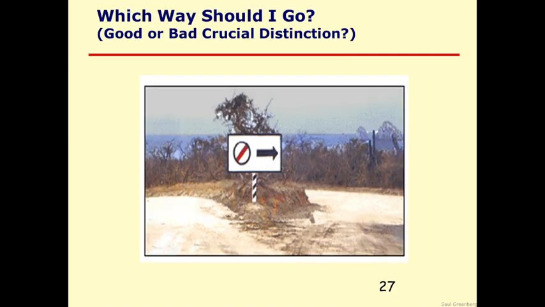So which way should I go? Good or bad? Crucial distinction. So very interesting. The right arrow says that you are supposed to go to the right, but at the same time it says do not go.